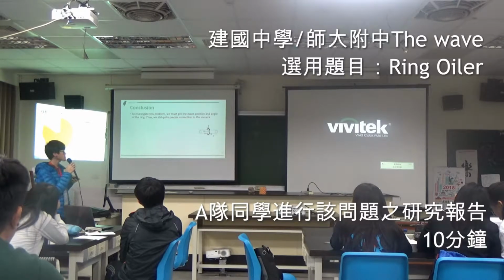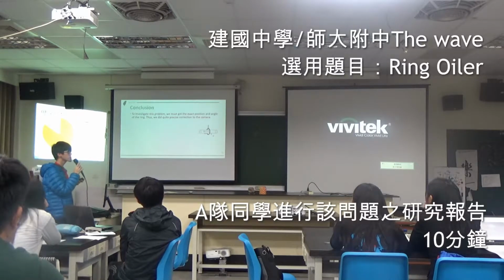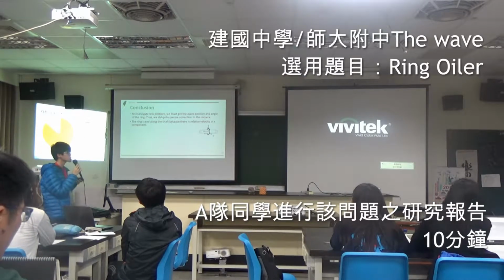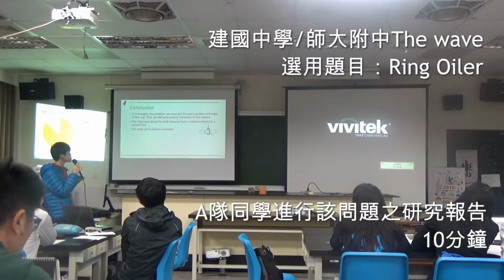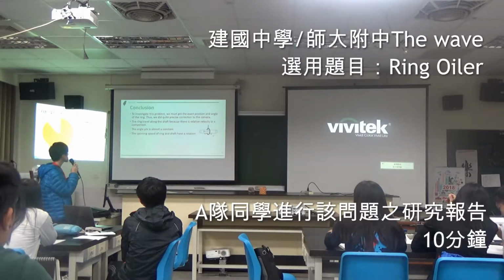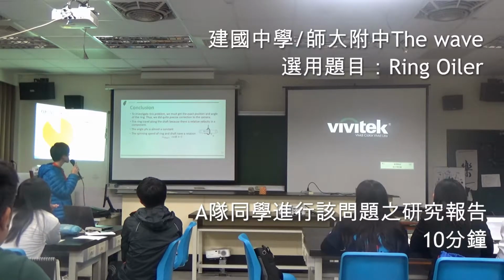And here is my conclusion. First, to investigate this problem, we must get the exact position of the ring so I can get the angle, and thus I need quite a precise direction of my camera. And the ring travels around the shape because there is relative velocity and so there is friction. And the angle phi is almost a constant in my experiment.